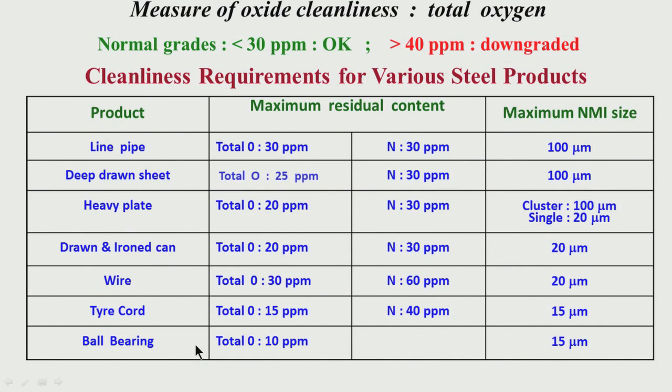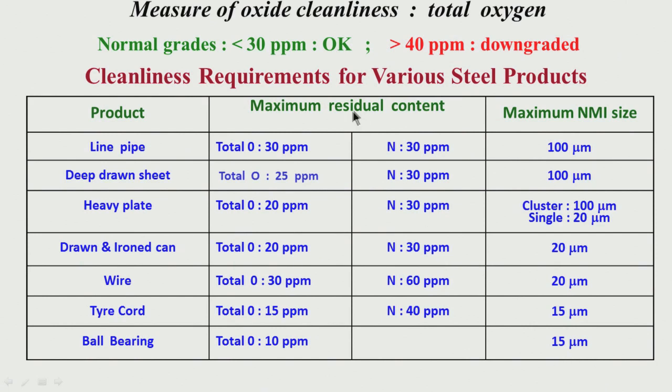Ball bearing steel, you look at the oxygen requirement, total oxygen 10 ppm. This is total oxygen, that means dissolved as well as oxygen as oxides, it is just 10 ppm, inclusion size 15 micron.